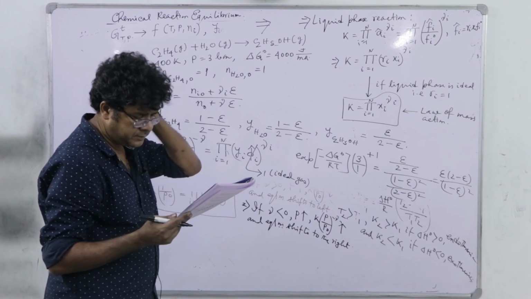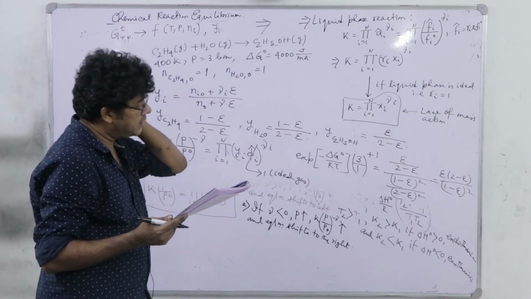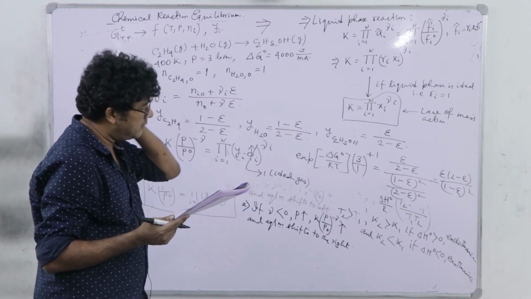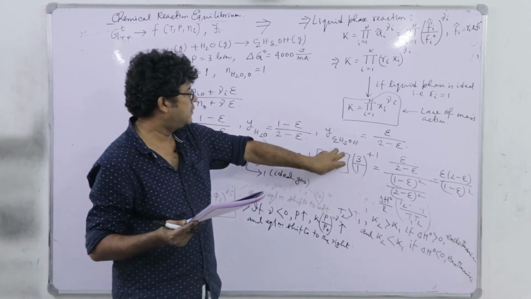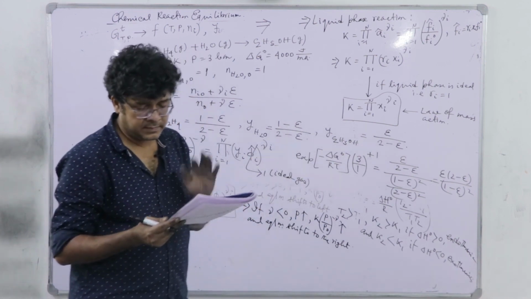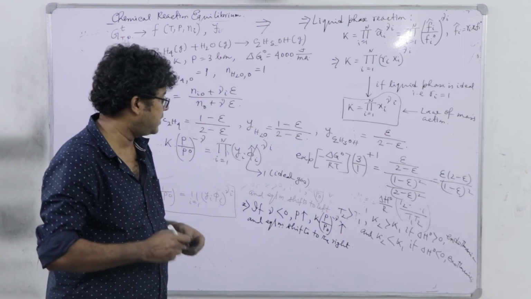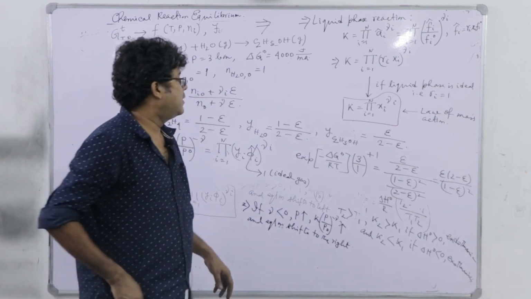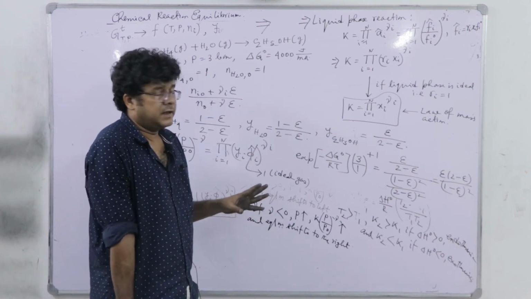So, from there you can actually get epsilon into 2 minus epsilon divided by 1 minus epsilon square. So, you solve it, multiply it by 3, and from there get the correct expression. This is a 2007 2 marks question, right. So, that is all about this reaction equilibrium.